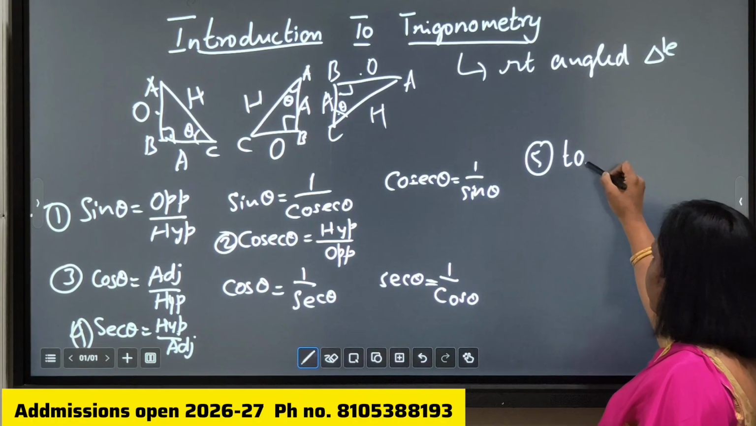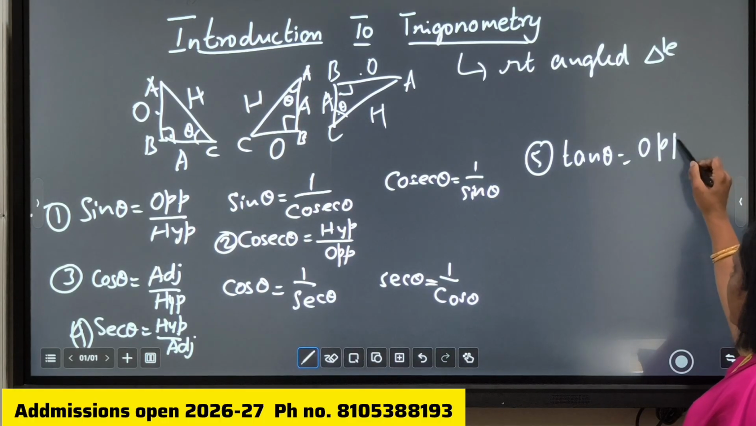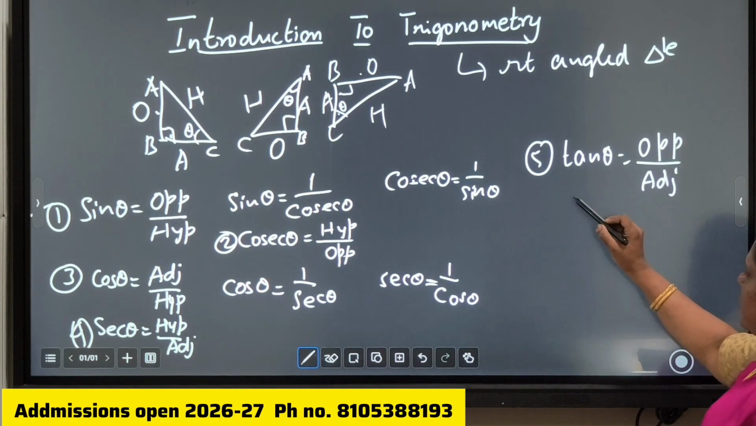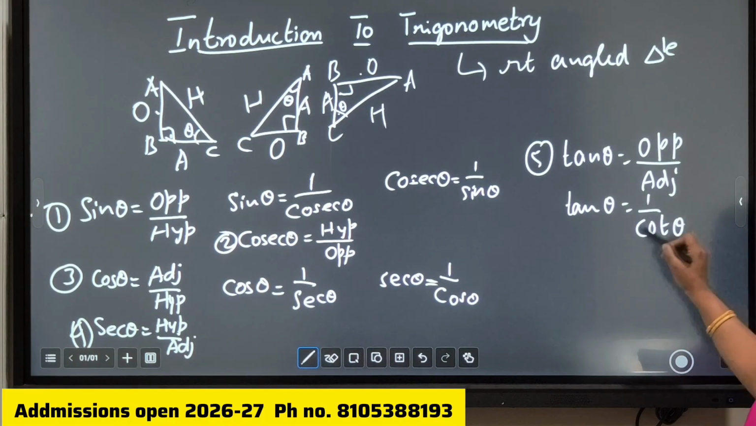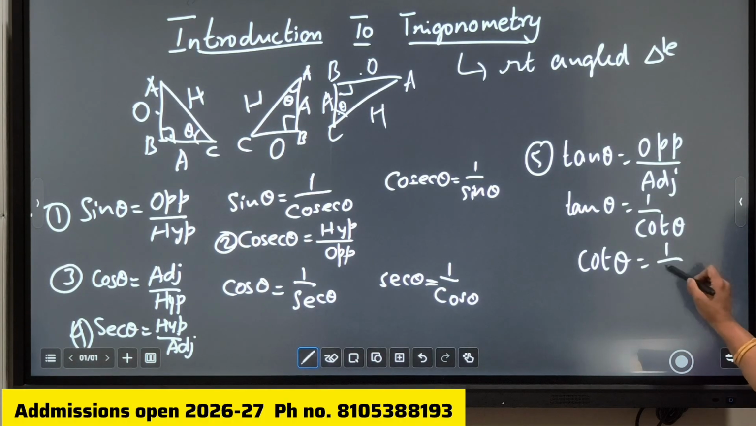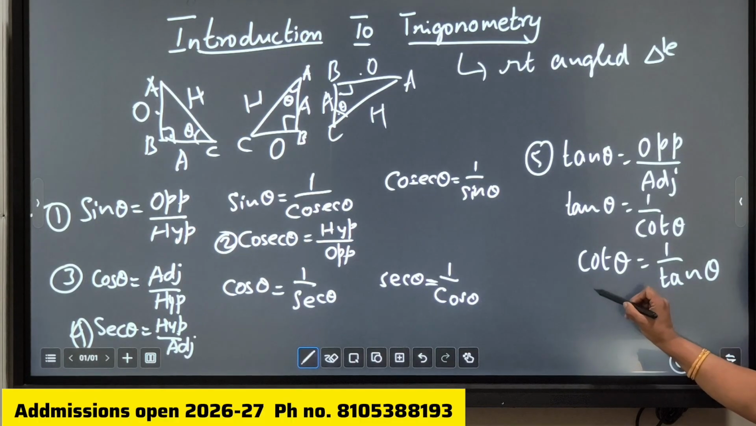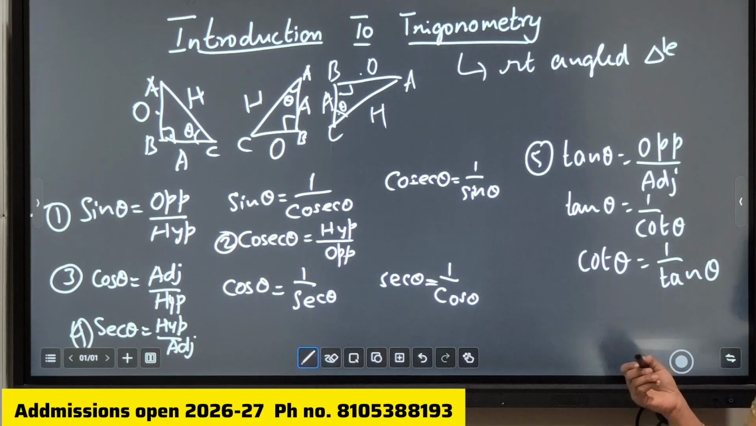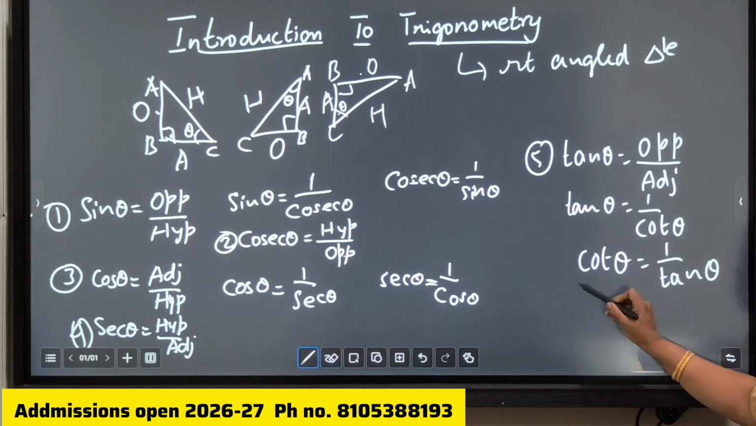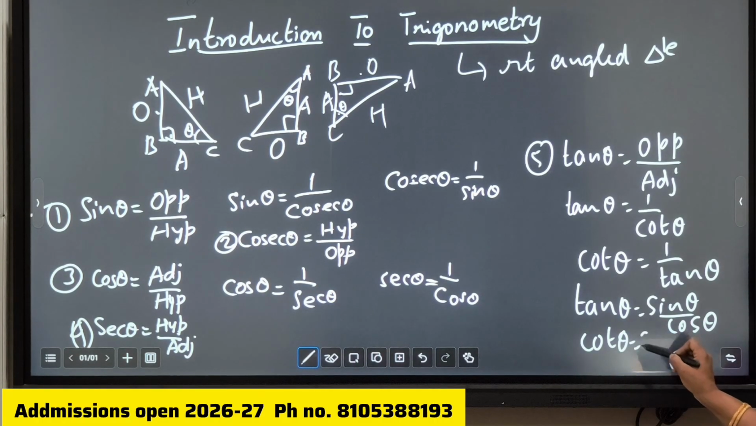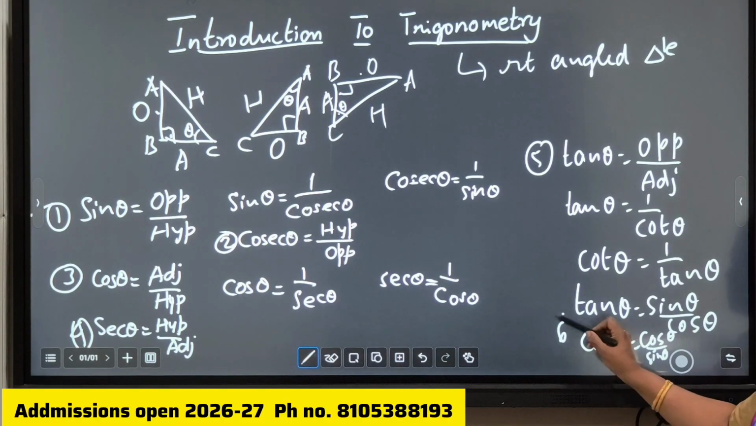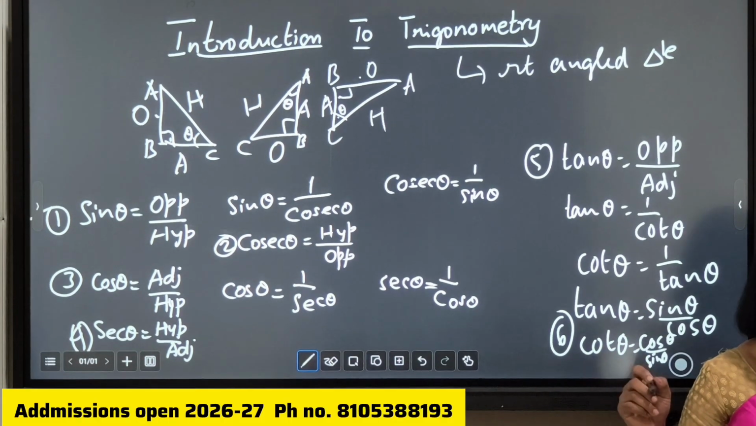Tan theta is opposite by adjacent side, and the reciprocal of tan theta is cot theta. Cot theta can also be written as 1 by tan theta. And in terms of sin and cos, tan theta can also be written as sin theta by cos theta, and cot theta can also be written as cos theta by sin theta. I think children, you have now understood these trigonometrical ratios.